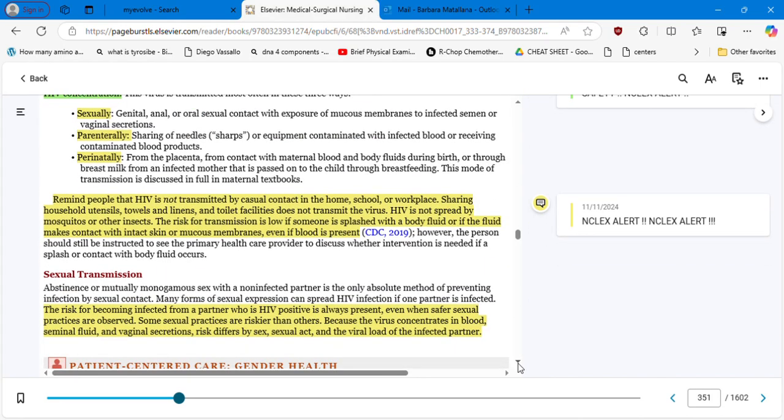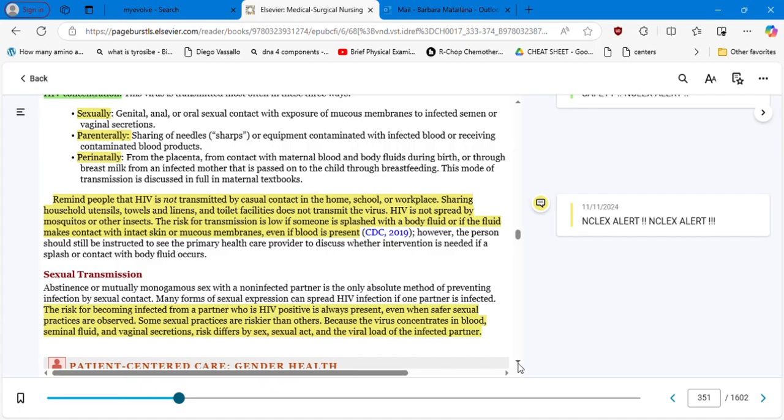Okay, so another teaching portion is to remind people with HIV that HIV is not transmitted by casual contact in the home, school, or workplace. This is very important because many patients have misinformation, right? They need education, especially family members. Sharing household utensils, towels, linens, and toilet facilities does not transmit the HIV virus, unless there is a breakdown in the skin, right? And you can see blood.